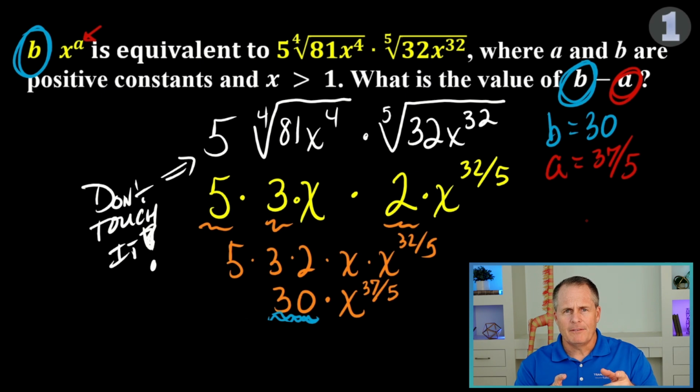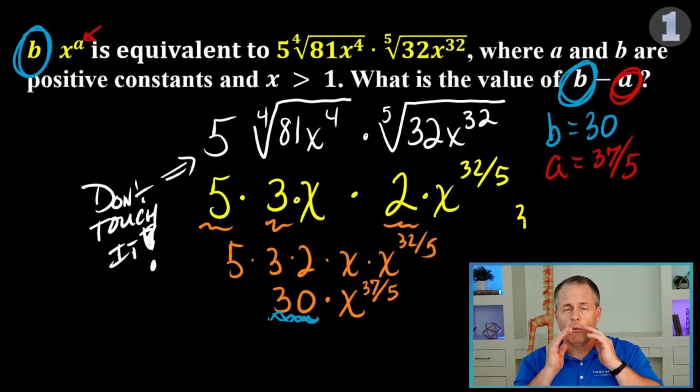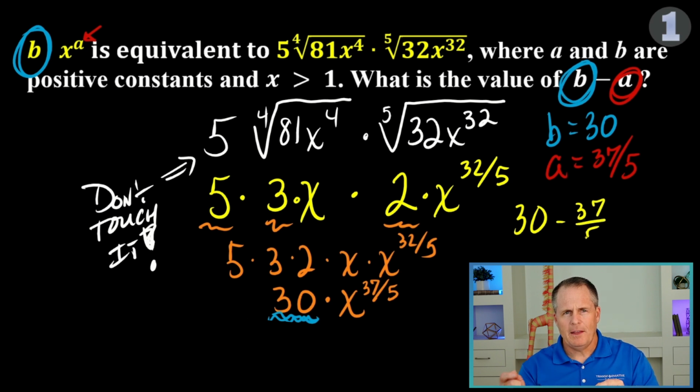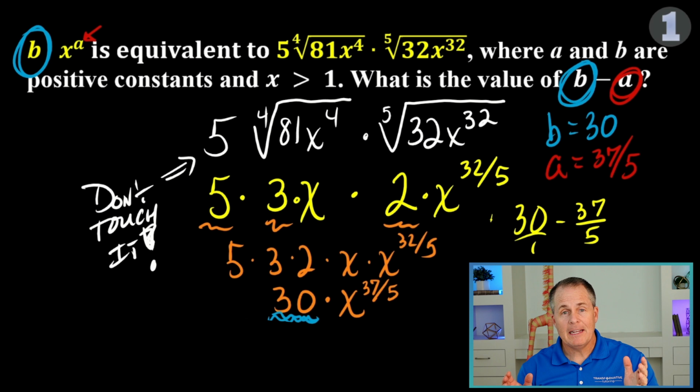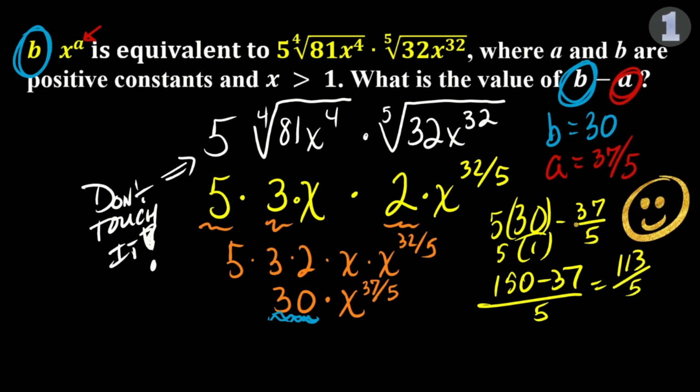If that wasn't enough, the score crushing sociopaths at the SAT want us to find B minus A. So we have to take 30 minus 37 fifths. When will this nightmare ever end? Again, we're going to need a common denominator. So 30 becomes 150 fifths. We take away 37 fifths, that leaves us with 113 fifths.